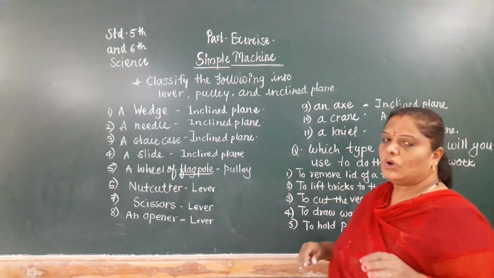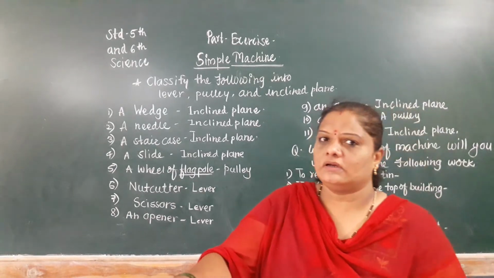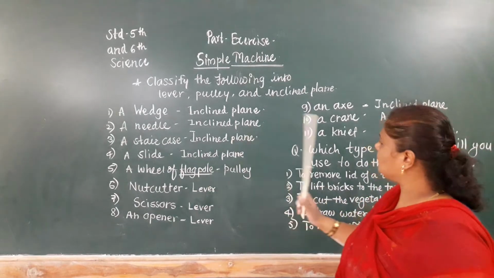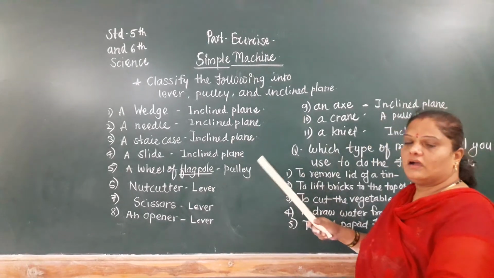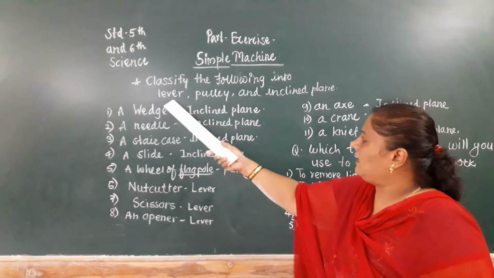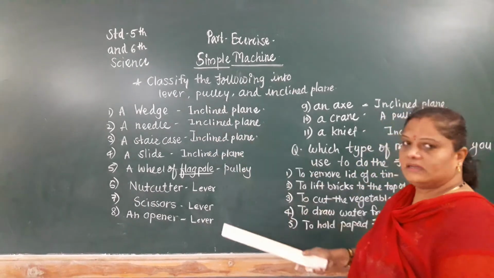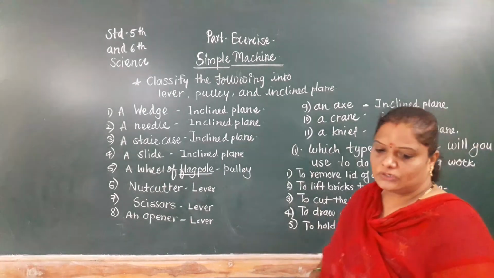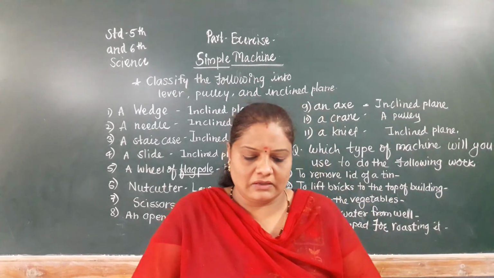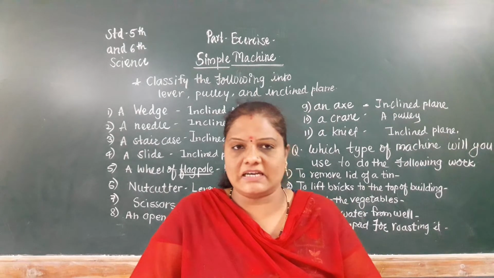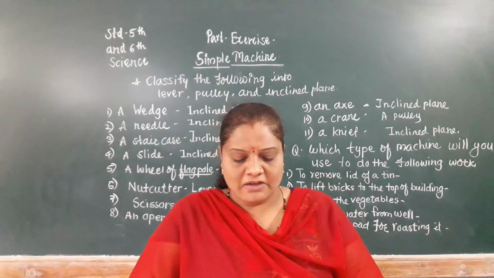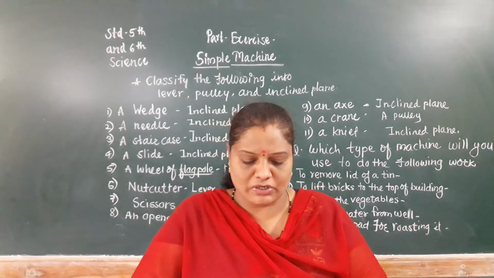Okay. So according to the structure, we classified all these 11 different devices into lever, pulley and inclined plane. Now the second question is to fill in the blanks using the proper word and complete the statements that I have written on the board, which we will do afterwards. Firstly, we will solve question number 3.